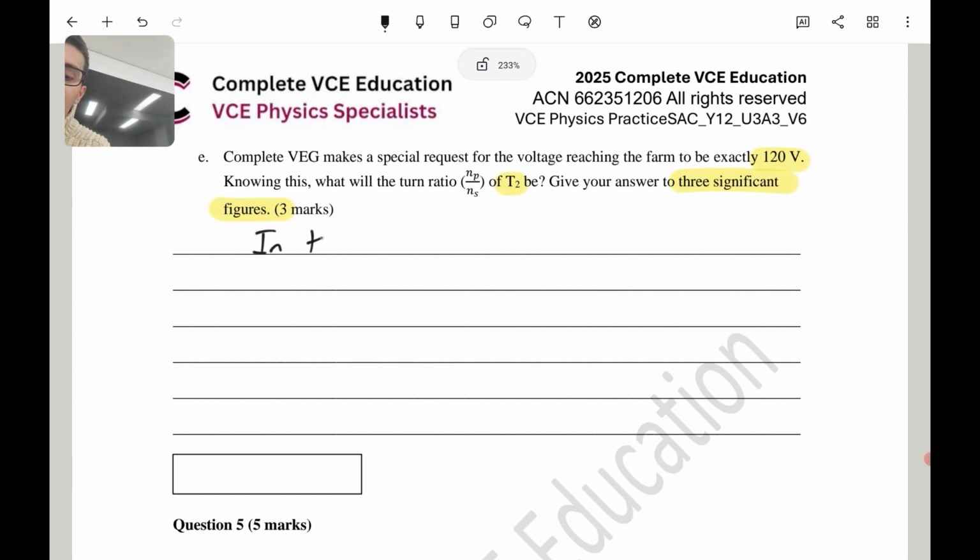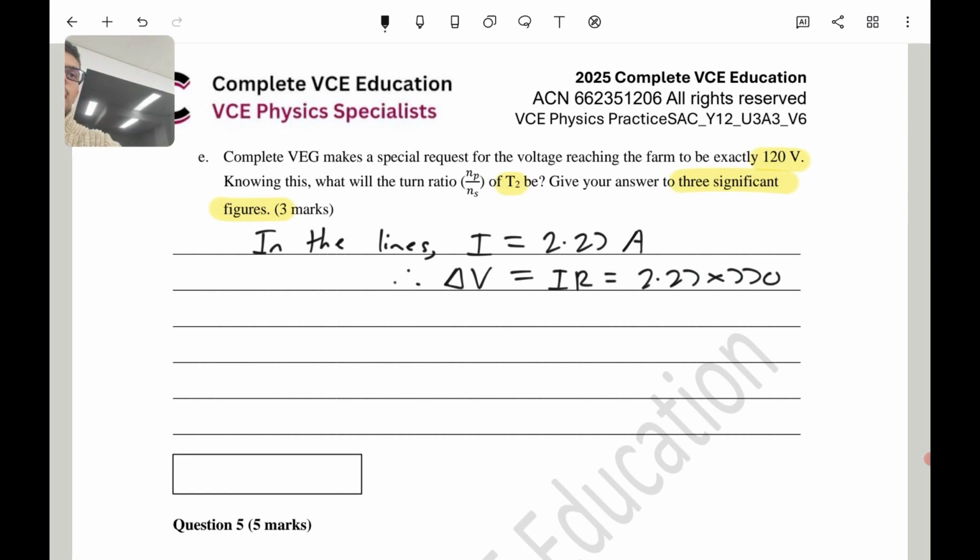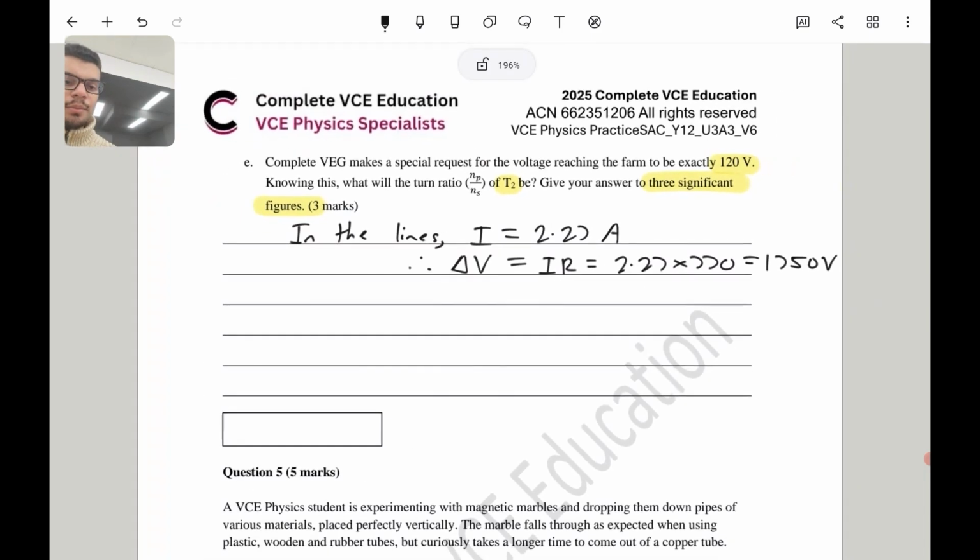So in the transmission lines, we know that the current, as we calculated earlier, was 2.27 amps. So therefore, you can figure out the transmission line's voltage drop. It should be 2.27 times 770. And that will give you the answer as being roughly 1,750 volts. Okay, so that is the voltage drop.